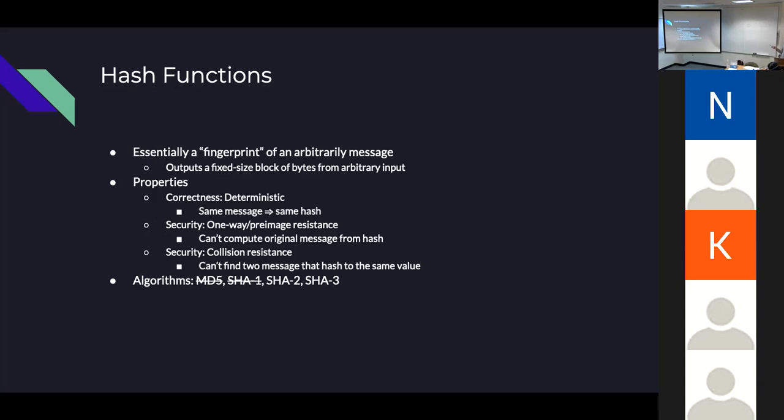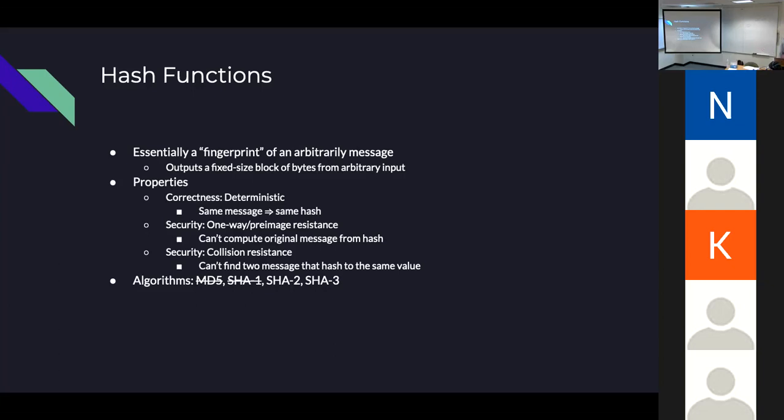SHA-3 sounds like it's more advanced. It's not really. It was basically designed because they didn't want to put all their eggs in one basket. Because if someone broke SHA-2, then we wouldn't have a hash function anymore. So now we have two. If we lose SHA-2, then we have SHA-3. If we lose SHA-3, then we have SHA-2.